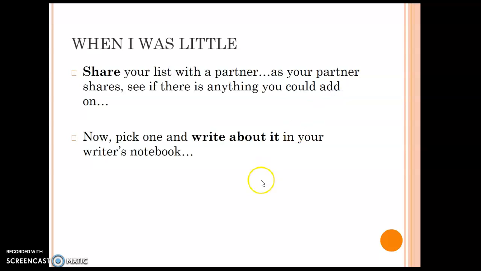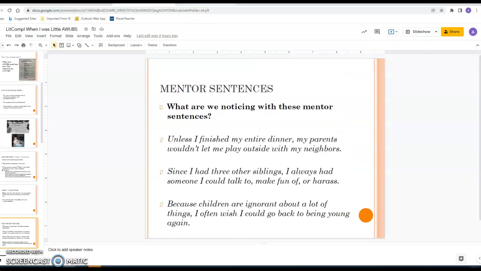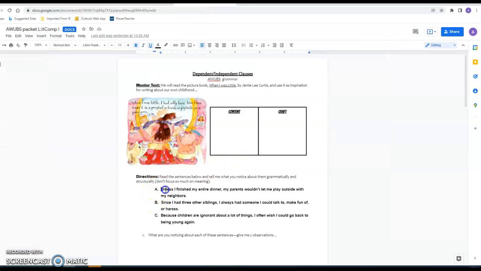So what are AWUBS? We talked and did a lot of pair shares about our memories and when we were little. But ultimately, on the handout, you'll notice these sample sentences. So if I click, you'll see them right here. What I'd like you to do is jot down 2 observations about the structure and organization of these sample sentences. So pause and take care of that, and then I will tell you what's going on.